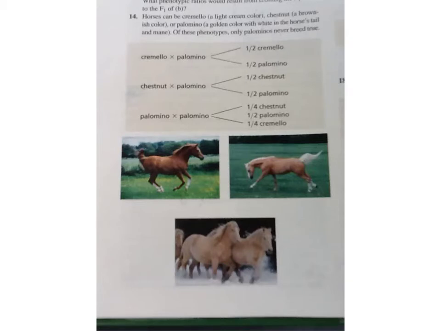Hi, I am back and I've recorded for you this explanation of problem number 14 on page 94, and it's this problem about these horses, and some of them are chestnut, this dark brown color, and some of them are cremello, this lighter brown color, and some are called palomino, which is this golden color with a white tail. And they gave us our parents.